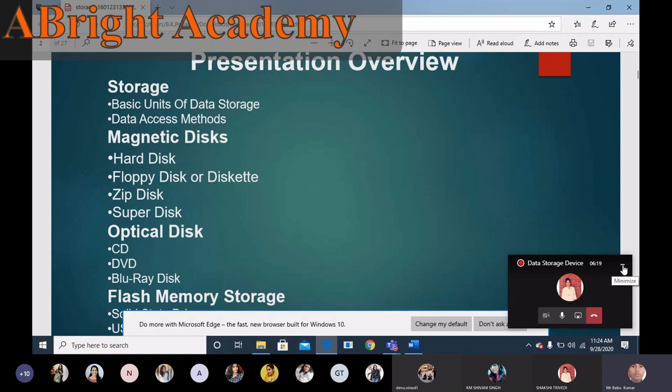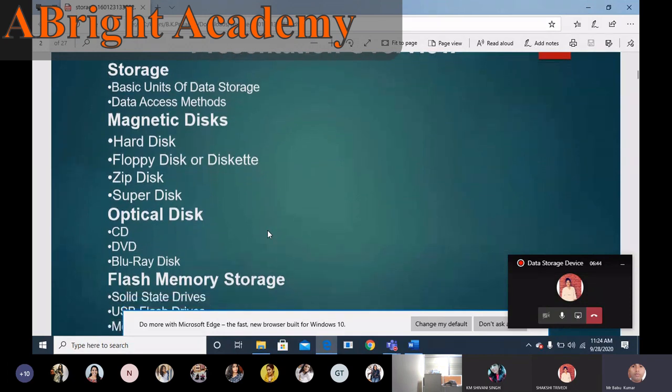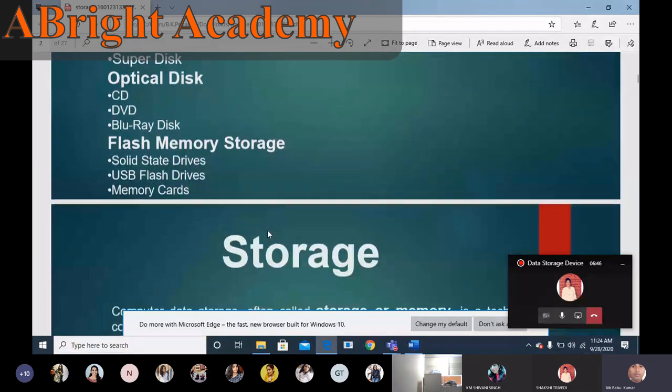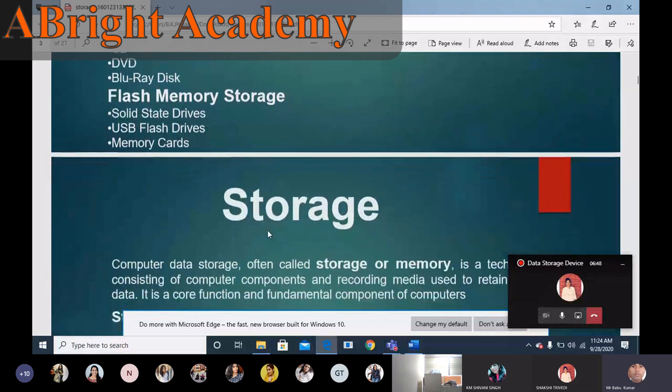In storage: basic unit of data storage and data access method. The subtopic in data storage device is magnetic disk. In this, we also know about hard disk, floppy disk or zip disk, super disk, optical disk, CD, DVD, Blu-ray disk. Some topics we study in module 2 also. Flash memory storage, solid state drive, USB flash drive and memory card.